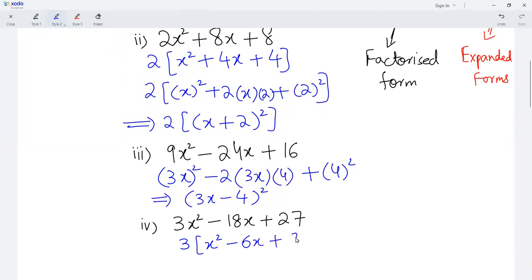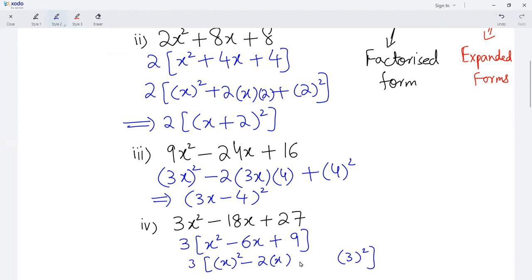6 times and plus 9 will be written as it is. So 3 will be written till end. So x squared is square of x. And then minus, we have to prove 2AB here. So it will be 2 times x. What will be b? B will be 9, which is a perfect square of 3.